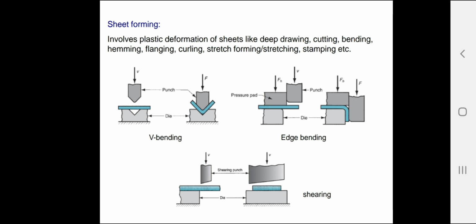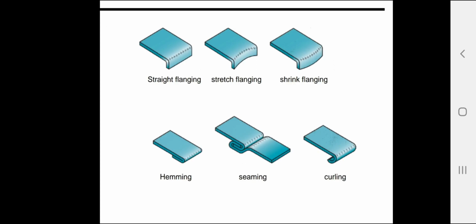Then sheet metal forming. V-bending, we already discussed. Edge bending and shearing involve plastic deformation. So these are some plastic deformation processes: deep drawing, cutting, bending, hemming, flanging, curling, stretch forming, and stamping. So these are some operations.